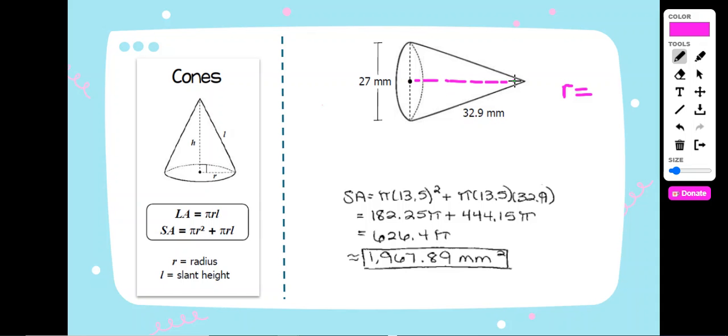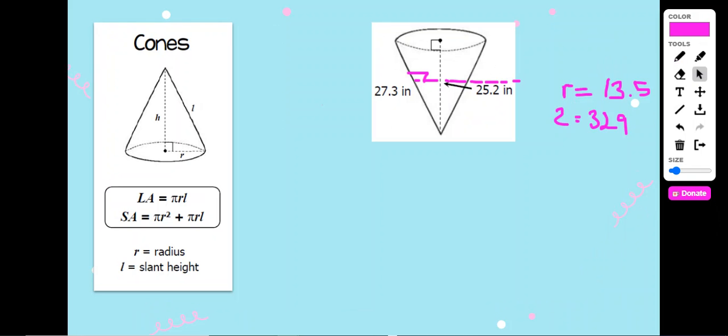They might try to do something like this for you, and then you have to use the information given to solve for something missing. Radius is half of your diameter, or 13.5, and the slant height has been given as 32.9. Then plug and chug, and you get yourself an answer of 1,967.89. Very straightforward. Okay. Take a second, do this one on your own.